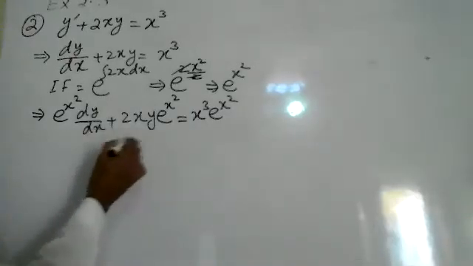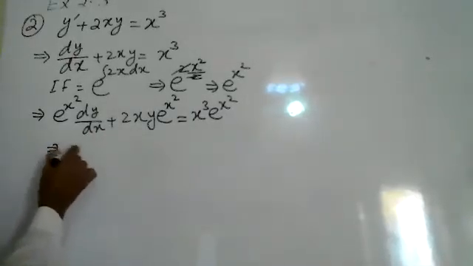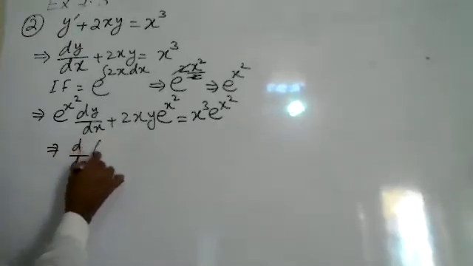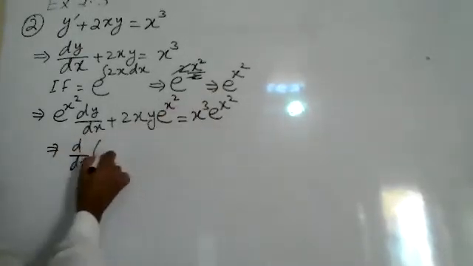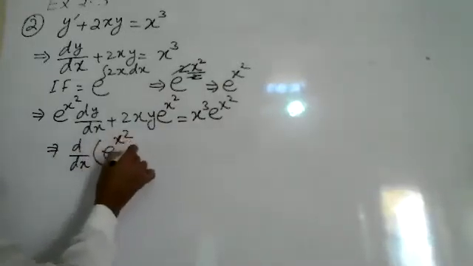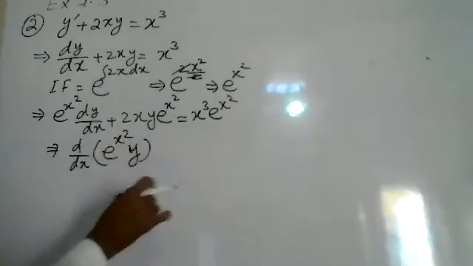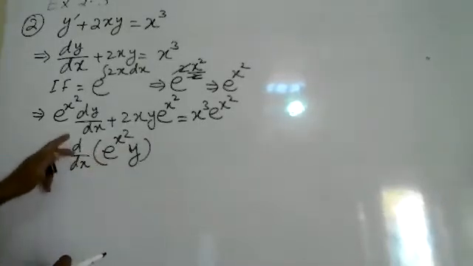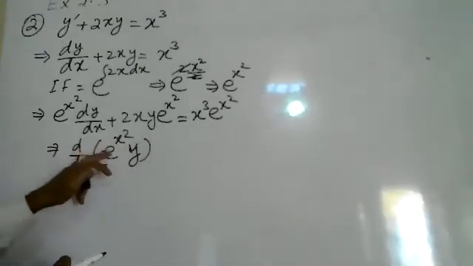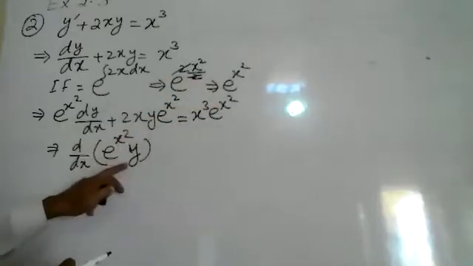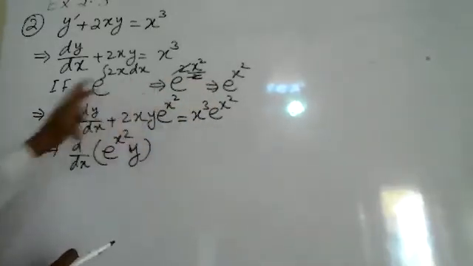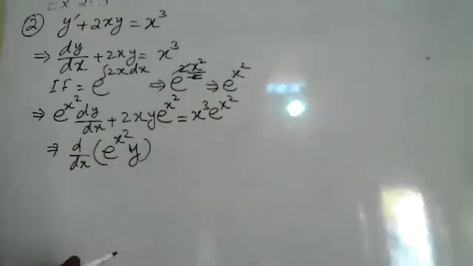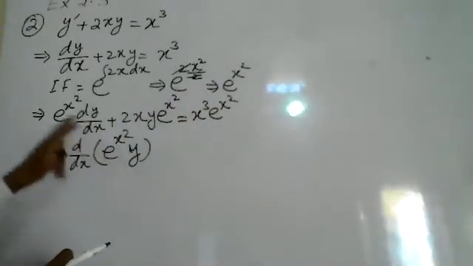On the left side, this is actually the derivative of integrating factor e raised to power x square into y. You have to write this one. d by dx of integrating factor into y only. Don't leave it as the whole one. Integrating factor into y. If you open this, you will get the same thing.